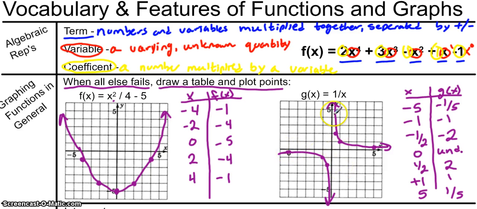But if I plot the points that I do have, I get kind of a two-curve picture. It's a little bit weird, and we'll talk about why this happens later in the year. But for now, just remember, when all else fails, and you don't remember anything else about a function, you can always draw a table and plot some points to get a rough sketch.